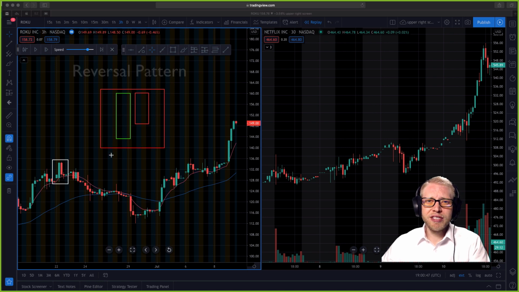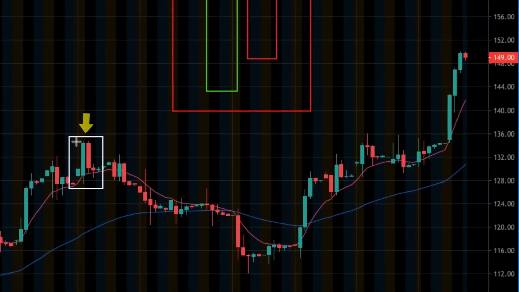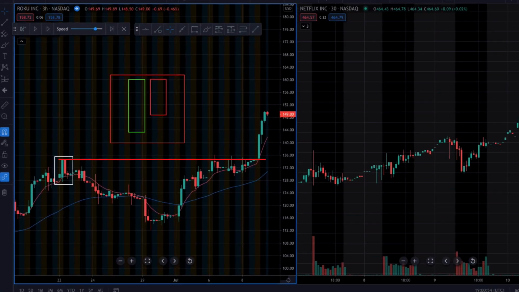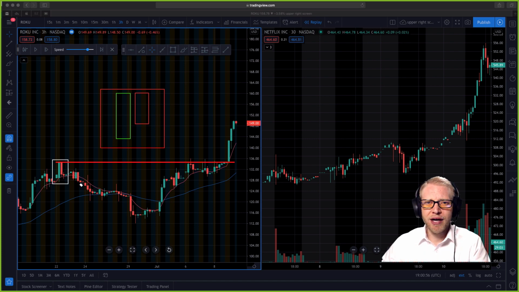Now, why I bring this up is because it's very critical. We have our reversal pattern right at the resistance. Okay, this is where sellers came in to push the stock price back lower.